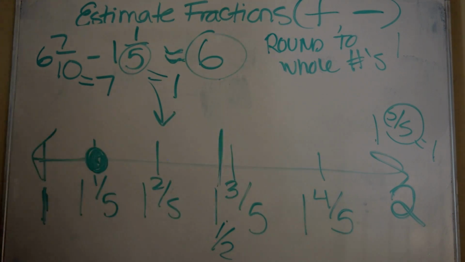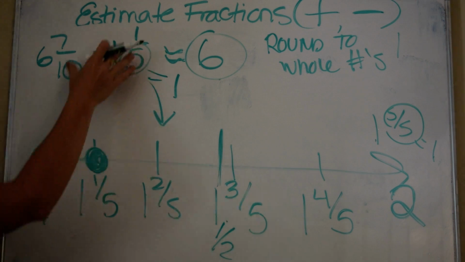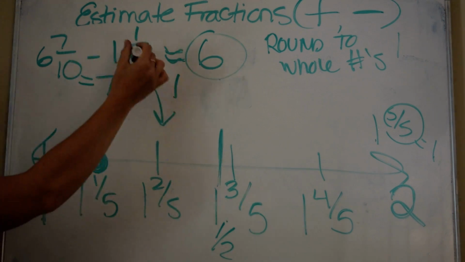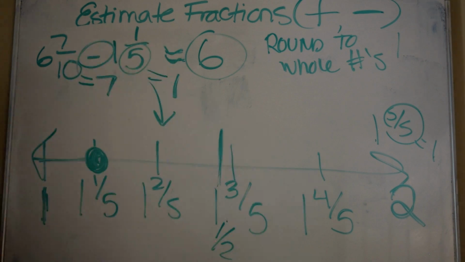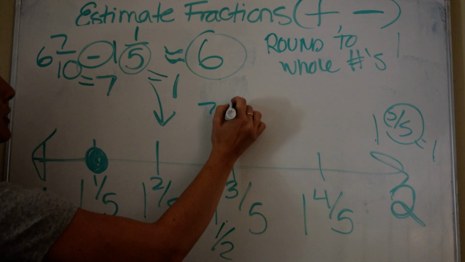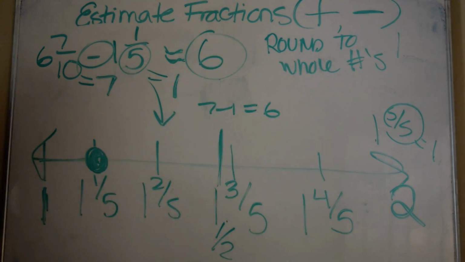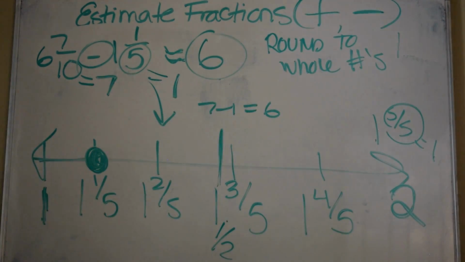Now, we're going back to our original equation. We rounded this to a 7, we rounded this to a 1, and our operation was subtraction. What is 7 minus 1? The answer is 6, okay? So really what I want you guys to do is take your time when you are drawing your number lines, make sure you round properly, and then you are just subtracting and adding whole numbers, which I know you know how to do.